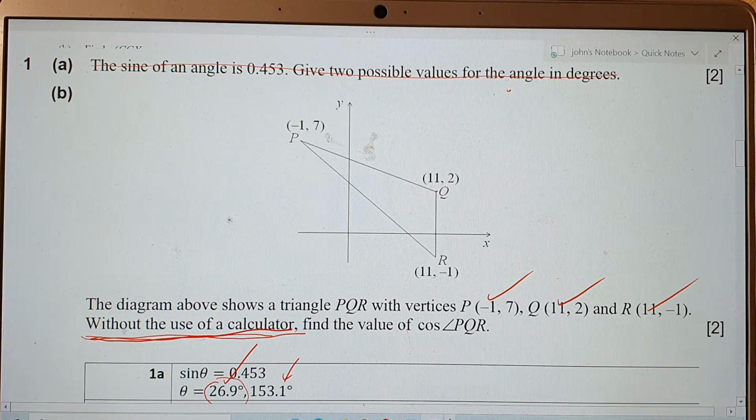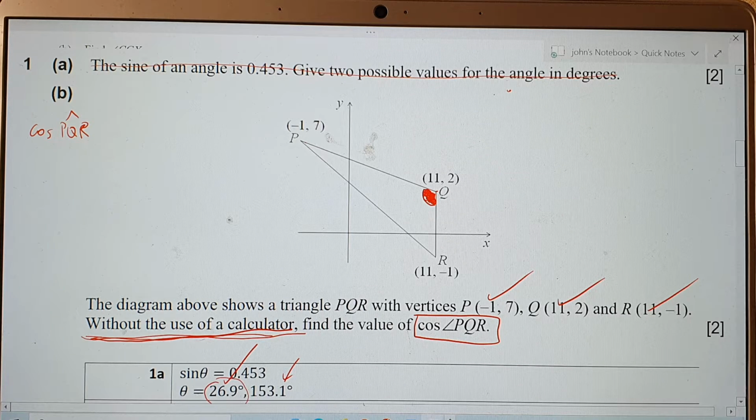They want you to find cosine of PQR. Okay, cosine of PQR. Now where is PQR? It's here, right? But then we have a very big problem.